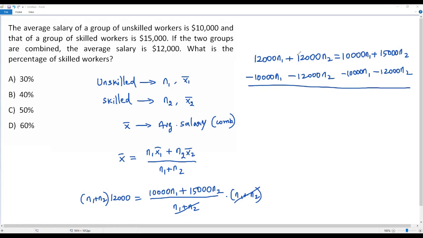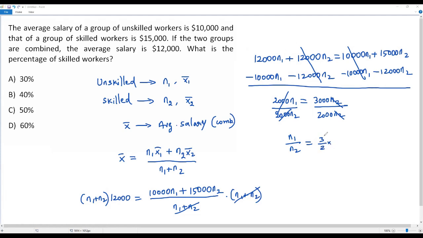Okay, then this positive value and negative value will cancel. The same here. When I combine these two terms, I am getting 2,000 N1. On the right side, when I combine these two terms, I am getting 3,000 times N2. Now let's divide both sides of the equation by 2,000 N2. Let me do it on the right side. Here this N2 will cancel out. Here this 2,000 will cancel out. N1 over N2 equals, when I simplify this fraction 3,000 over 2,000, I am getting 3 over 2.